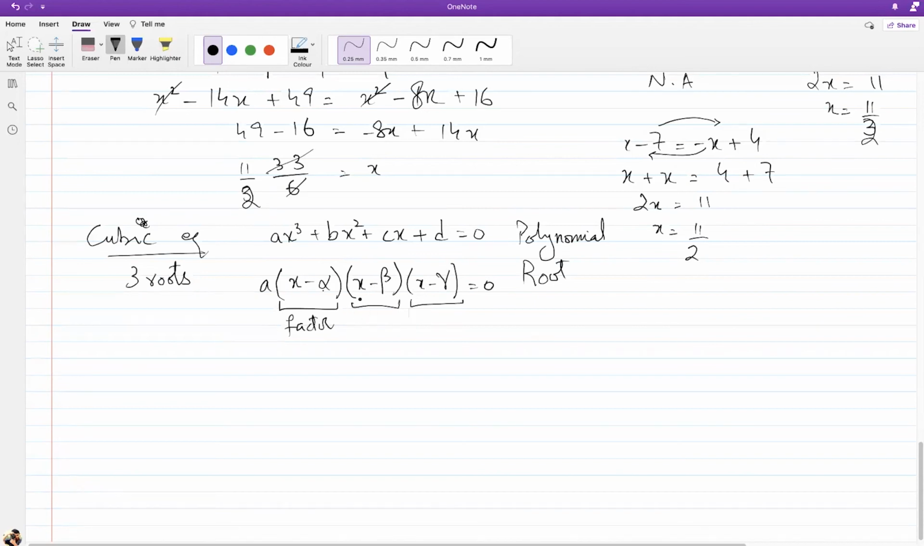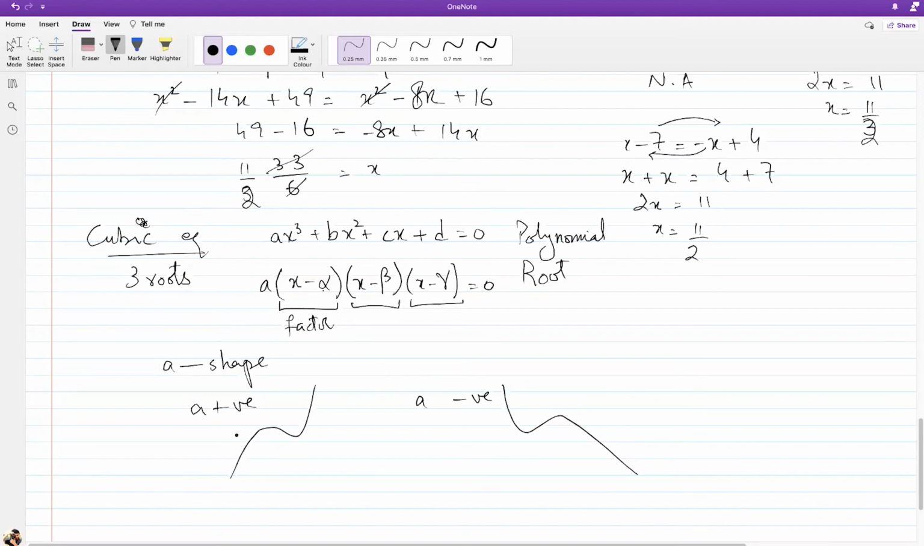For example, A is telling me the shape. So A tells the shape, okay? So if A is positive, the shape is like this. And if A is negative, the shape is like this. Now notice that there are 2 turns. The 2 turns are because the power is 3, so the number of turns is 1 less than that. Sometimes it doesn't happen, but most of the time it does.